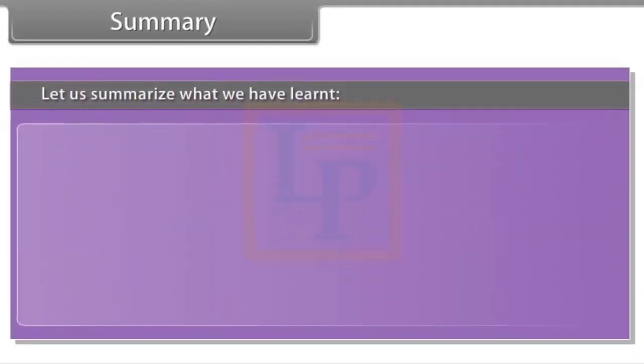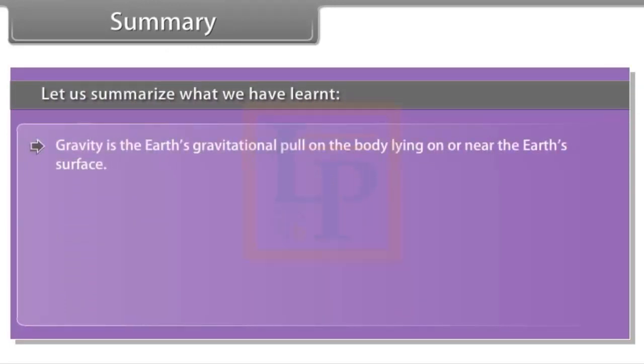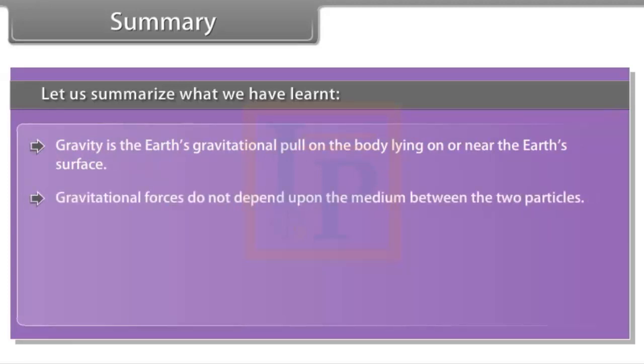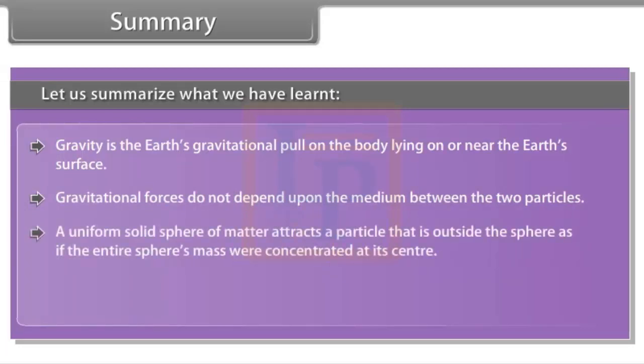Summary. Let us summarize what we have learned. Gravity is the Earth's gravitational pull on a body lying on or near the Earth's surface. Gravitational forces do not depend upon the medium between the two particles. A uniform solid sphere of matter attracts a particle that is outside the sphere as if the entire sphere's mass were concentrated at its center.